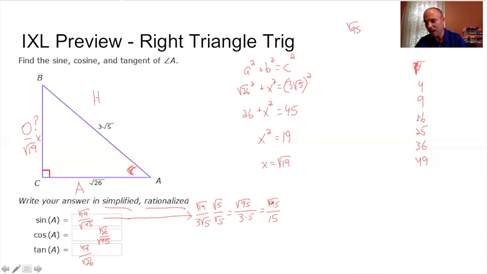95 divided by 9, I don't think so. But you know what? Why not? Give it a shot. Nope. 95 divided by 4, nope, because it would have been an even number. So truth be told, this is rationalized and simplified. I know that was a lot right there, but that's what we're talking about, simplifying and rationalizing the denominator.